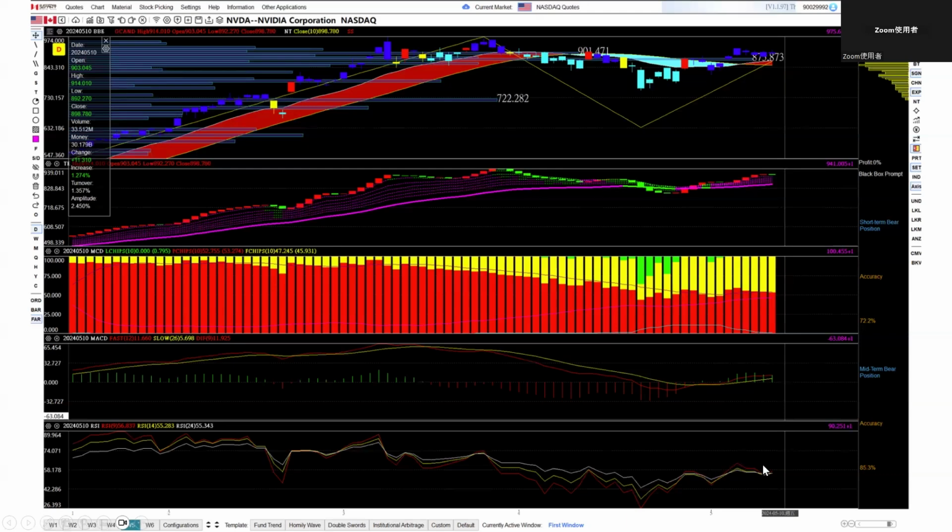The two panels underneath are more for confirmation. Panel 4 is MACD, the daily MACD. A lot of people use it. You can use it for confirmation of a trend change. And sure enough, I had a bullish crossover here just about a week or two ago.